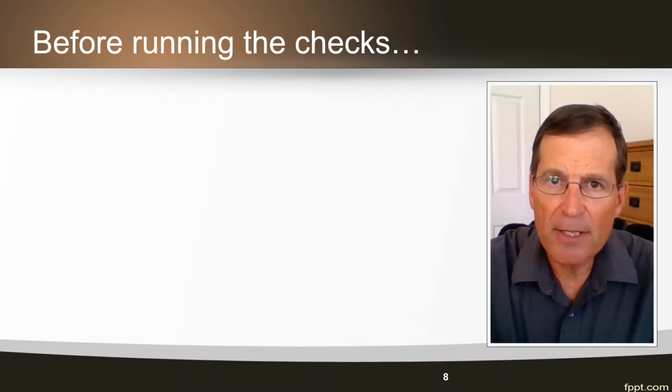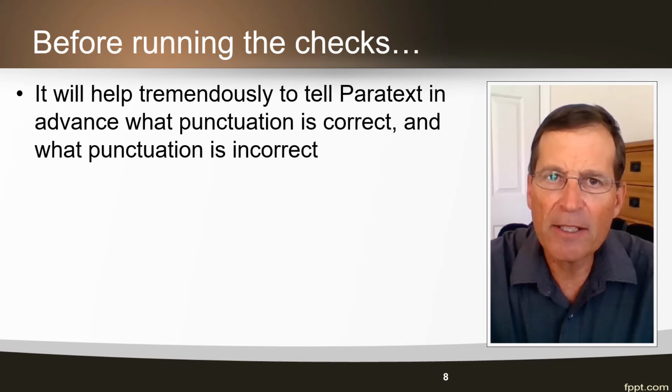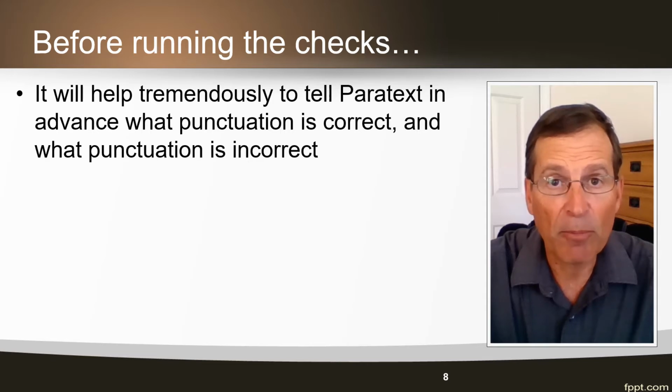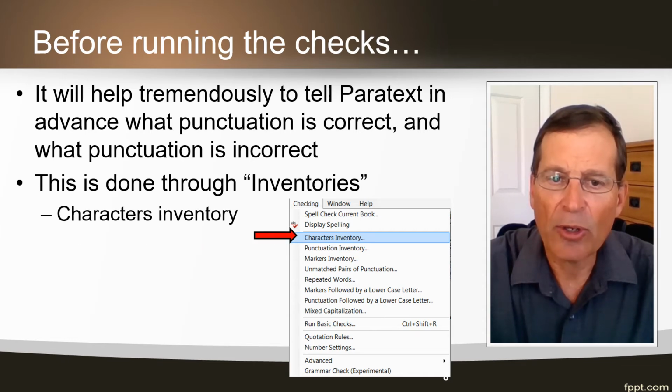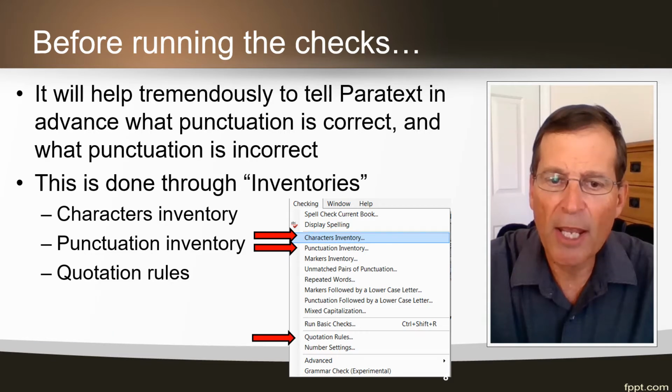Before running basic scripture checks, it will help tremendously to tell Paratext in advance what punctuation is correct or valid and what punctuation is incorrect or invalid. Paratext then remembers that, and in the future as you are typing, if you have punctuation that is different than what has been marked as correct or valid, it will signal that there is a problem. So signaling whether punctuation is correct or not is done through inventories. So if you hit checking, there is a characters inventory, there is a punctuation inventory, and there is a quotation rules. We'll go over each of those on the next slides.